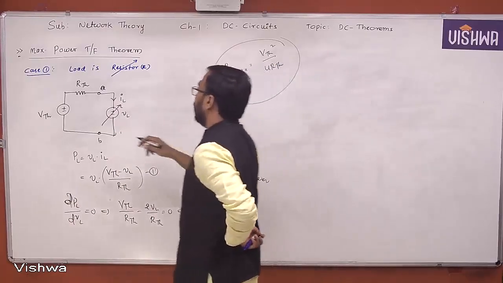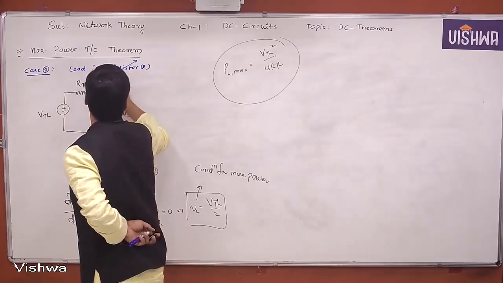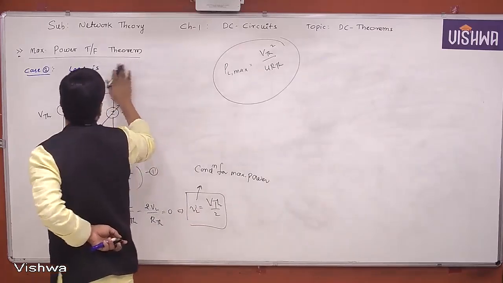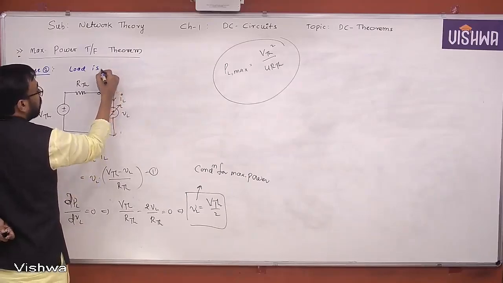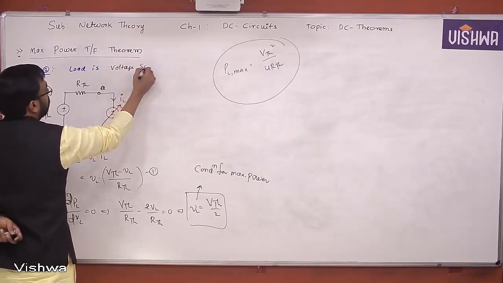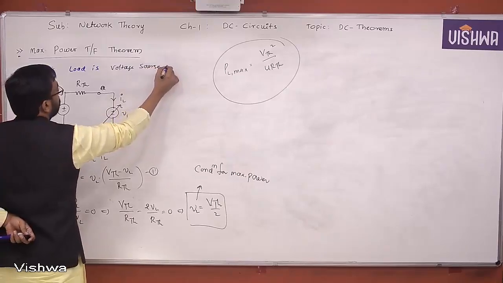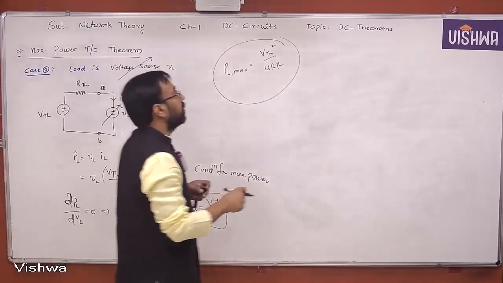Now this is case 2, right? We have seen case 2 actually. Please write it here: the load is the voltage source, right? In the earlier case we have drawn it here but we have not written it. So the load is a voltage source, but this is variable. Always the load must be variable.